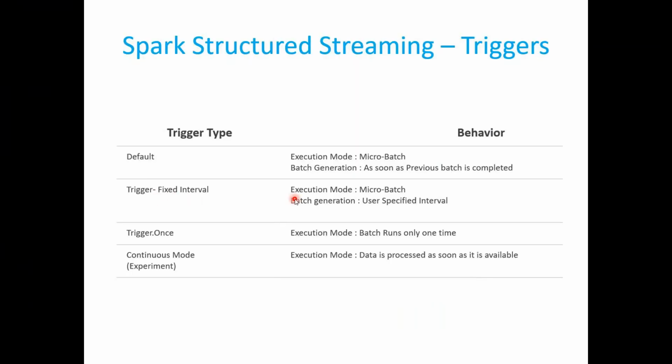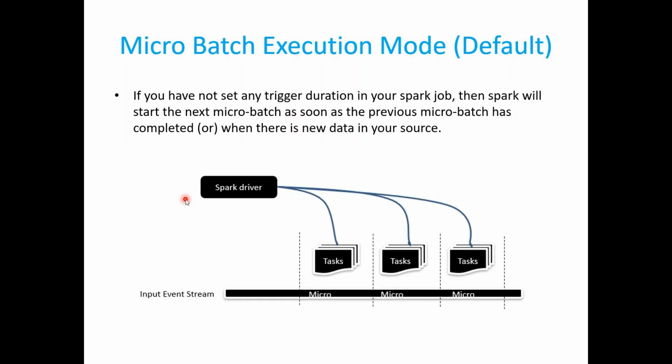Fixed interval is where, whatever time you have set, accordingly the new micro batch will be created. The default trigger is this: if you haven't set any trigger duration in your Spark job, then Spark will start the next micro batch as soon as the previous micro batch has been completed, or whenever there is new data in your source.